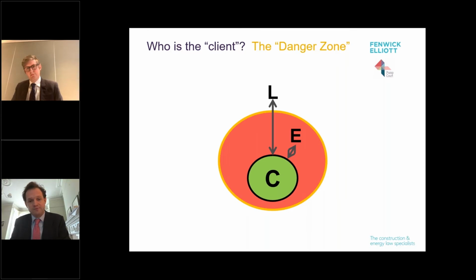So even if the client receives those documents, receives an email from one of these third-party employees and forwards it to Fenwick, Elliott or Foyle Pump Court and asks for advice on that email, it does not become privileged by virtue of being forwarded to a law firm. It is not a privileged document.